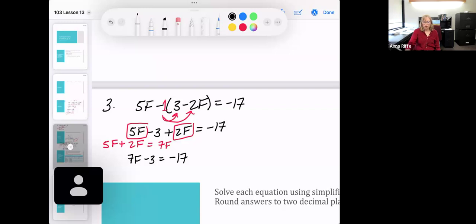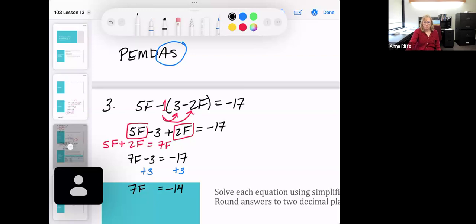I can now consider PEMDAS or PERMDAS, and I can go backwards because this is a simple equation. Start with undoing my addition subtraction. I'm going to add 3 in order to do the opposite of subtracting 3. That leaves me with 7f is equal to -17 plus 3, which is a -14.